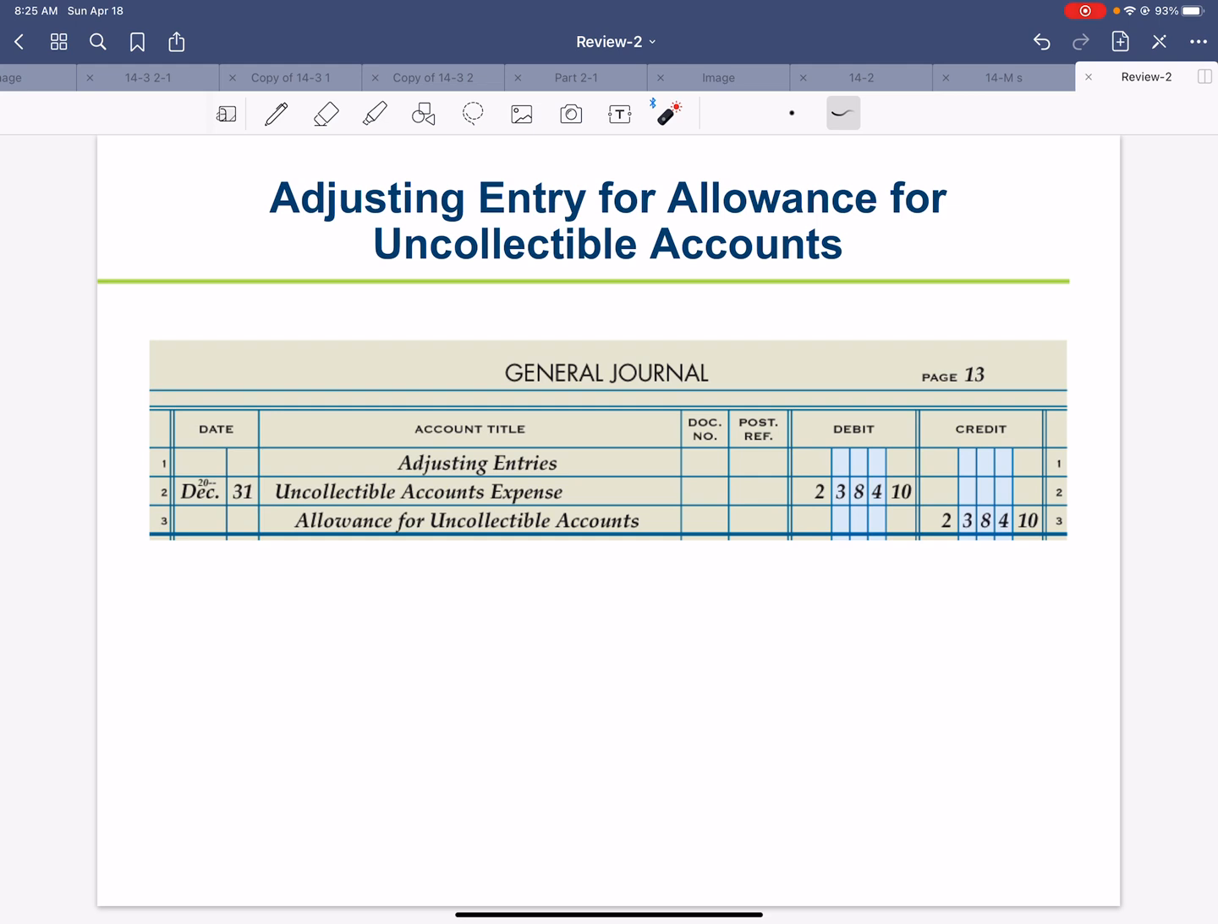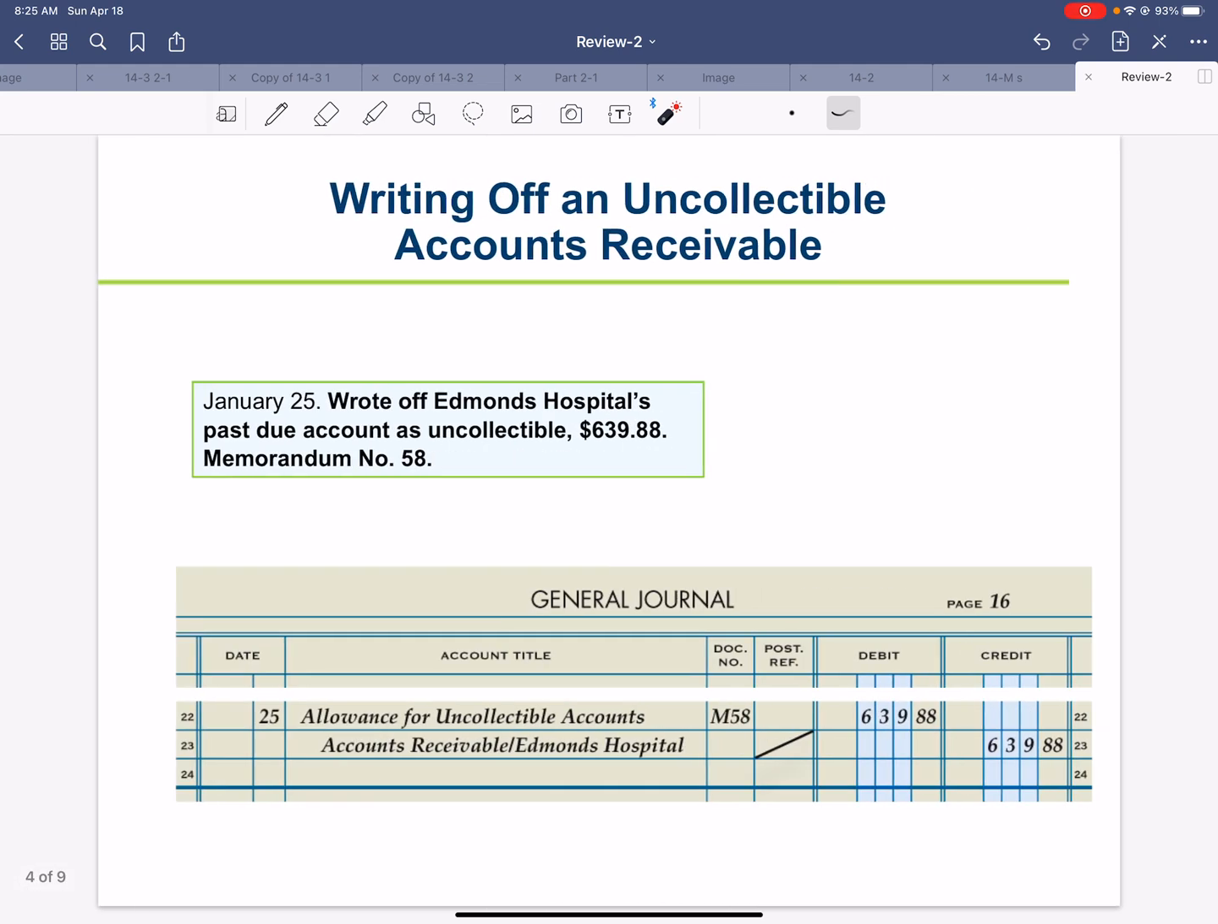After our adjustments we went through some transactions. The first one was writing off an uncollectible accounts receivable. When a customer's account, again, is determined to be uncollectible, a journal entry is made to cancel the uncollectible account. And again, this entry cancels the uncollectible amount from the accounts receivable in the general ledger and the customer accounts receivable ledger. Remember, canceling the balance of the customer's account because the customer does not pay is called writing off an account. So here again, we wrote off Edmonds Hospital past due account as uncollectible.